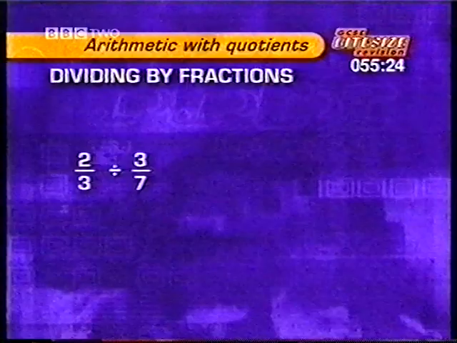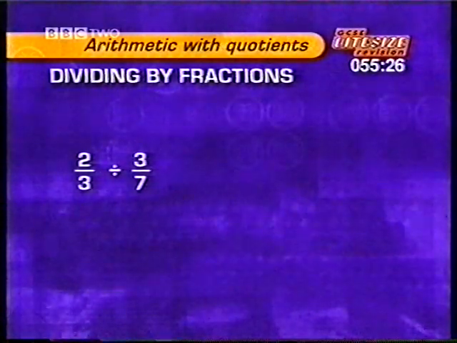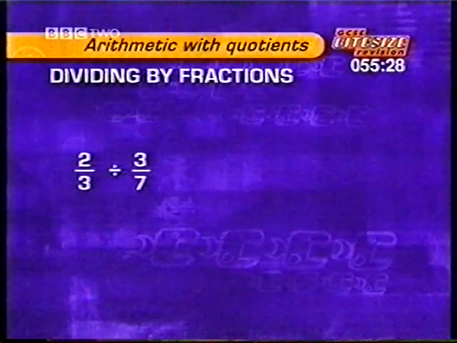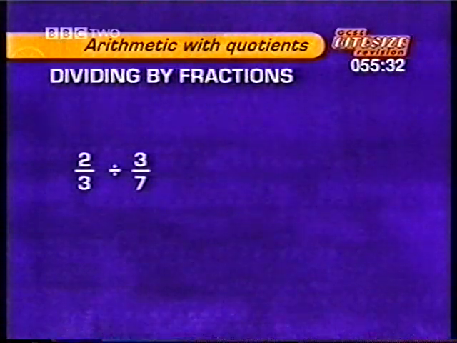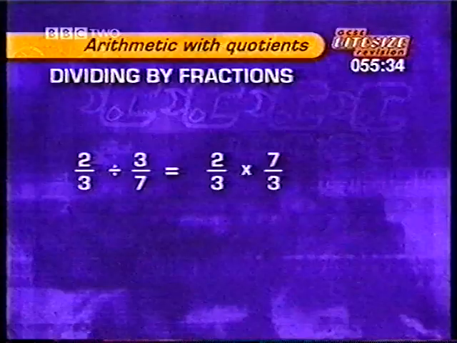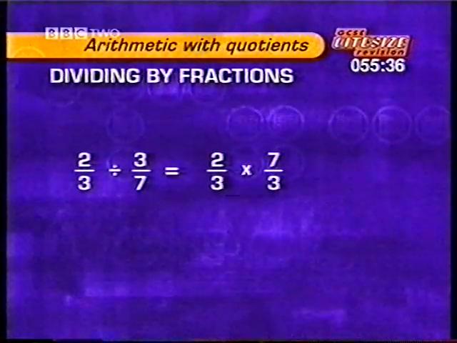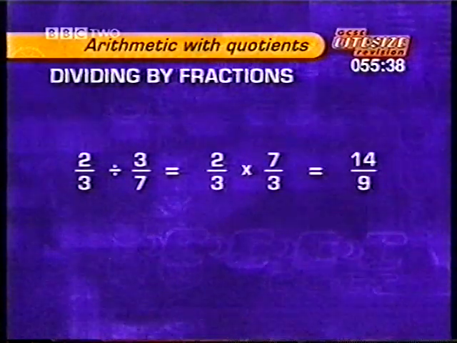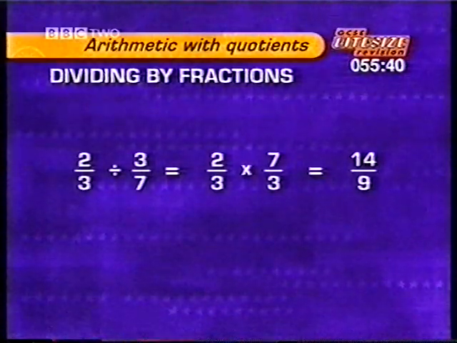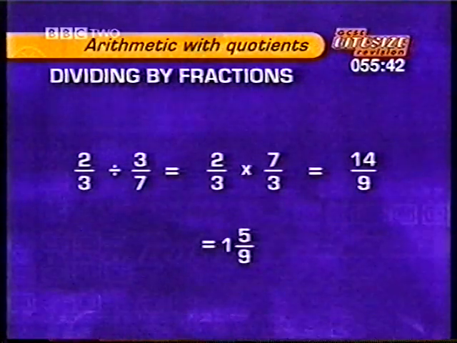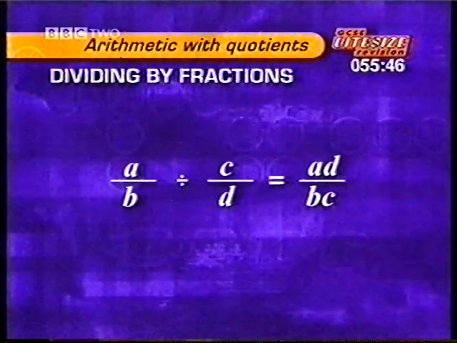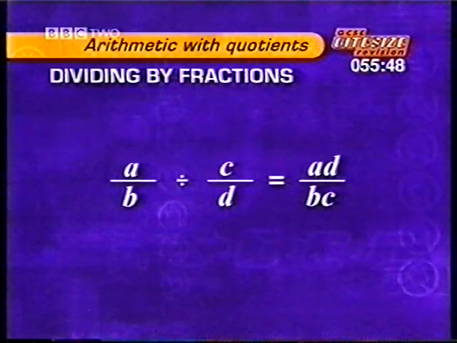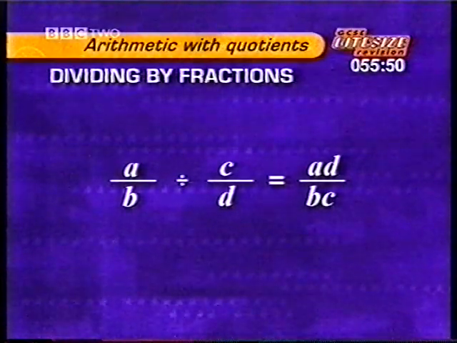It's the same if we divide a fraction by a fraction, like 2/3 divided by 3/7. This is equivalent to 2/3 multiplied by 7/3. That's 2 times 7, 14, over 3 times 3, 9, or 1 5/9. So in general, dividing a over b by c over d gives a times d over b times c.